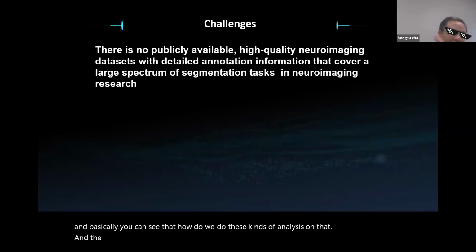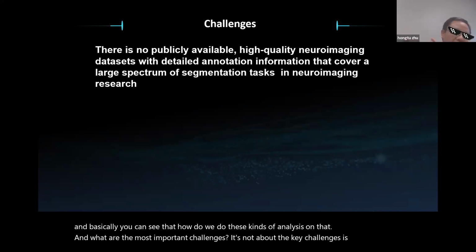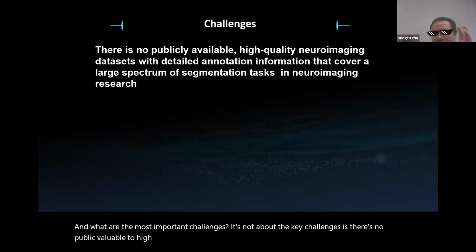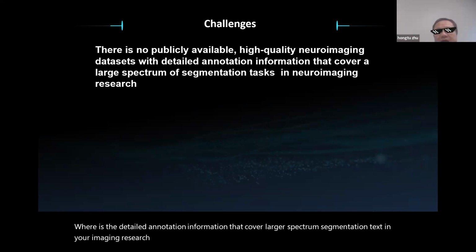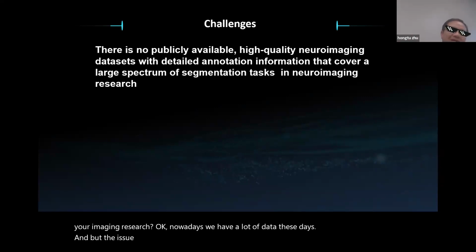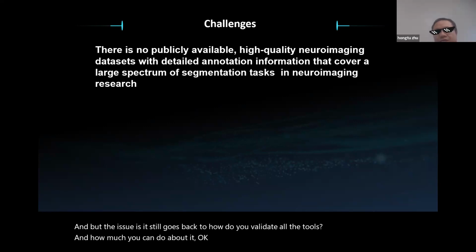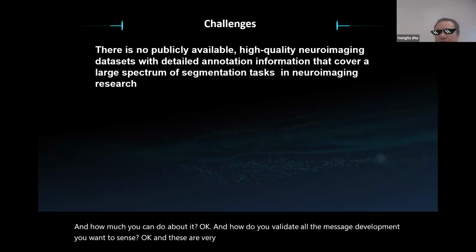And what are the most important challenges? The key challenge is that there's no publicly available high quality neuroimaging database with detailed annotation information that covers a larger spectrum of segmentation tasks and neuroimaging research. Okay, nowadays we have a lot of data, but the issue still goes back to how do you validate all the tools? And how much can you do about it? And how do you validate all the methods developed, in what sense? These are very important issues in practice.